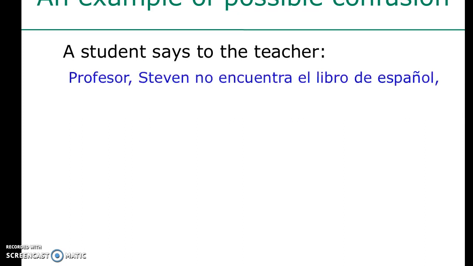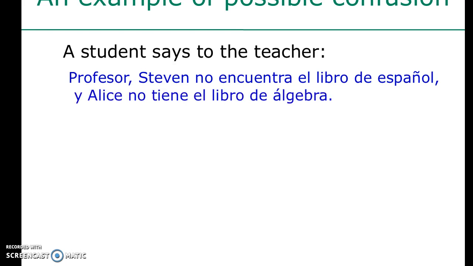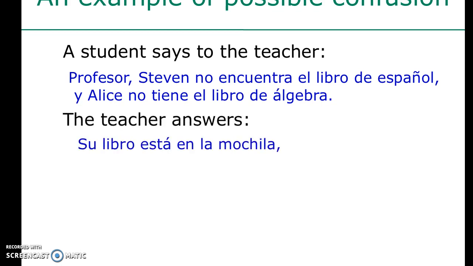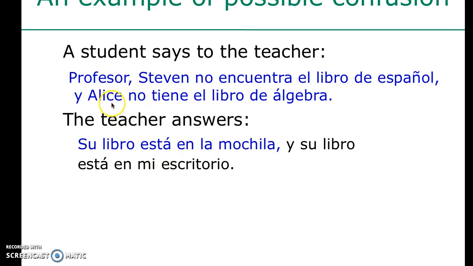If a student says to the teacher, Profesor, Steven no encuentra el libro de español y Alice no tiene el libro de álgebra, right? So Steven can't find his Spanish book and Alice doesn't have her algebra book. So the teacher could answer, su libro está en la mochila y su libro está en mi escritorio, right? So in this case, we don't know if this first su is referring to Steven or Alice, or if even the second su, we don't know if it's Steven or Alice. We can make an assumption that maybe the professor is saying those in order, but we really don't know.